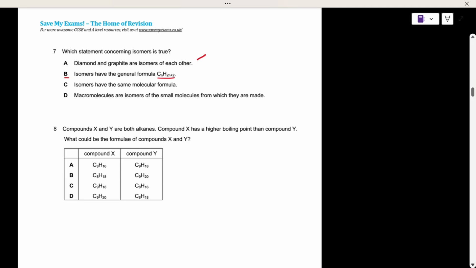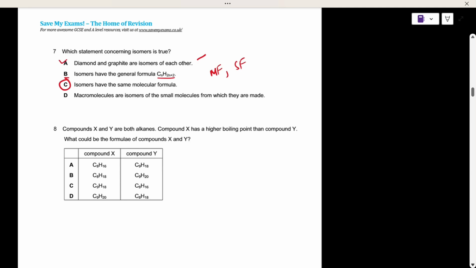Isomers have the same molecular formula. Isomers don't have the same molecular formula. It actually has a different molecular formula. Oh sorry, yes, it has the same molecular formula. I just got that wrong. So this is your answer. It has the same molecular formula but different structural formula. That's the thing. So that's your answer.